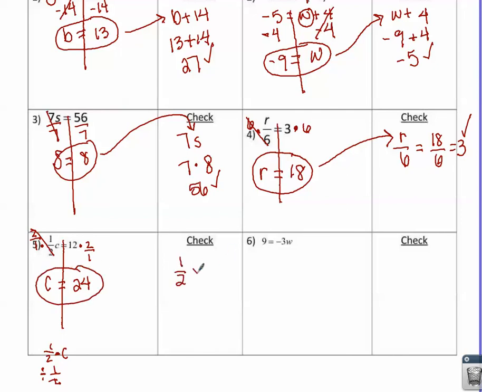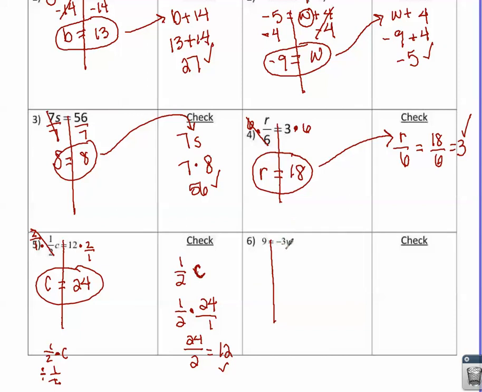1/2 times c. 1/2 times 24. Place a 1 underneath the 24. 1 times 24 is 24. 2 times 1 is 2. 24 divided by 2 is 12. 12 equals 12, so you know you did your work right. Let's try one more together.